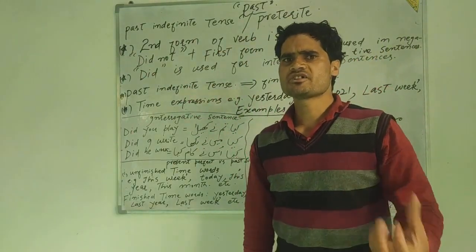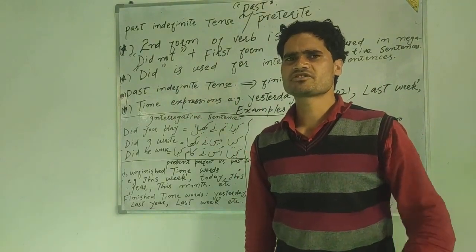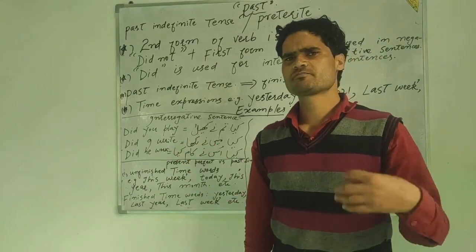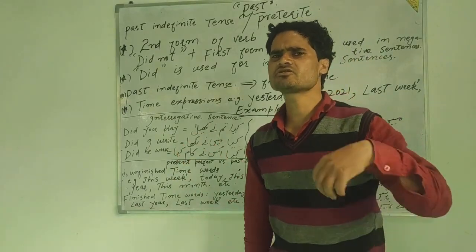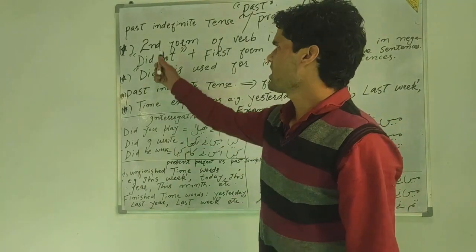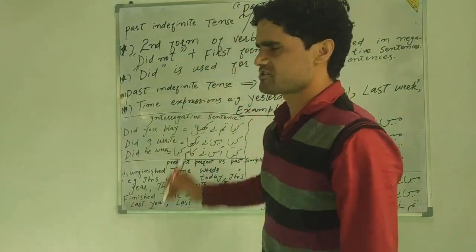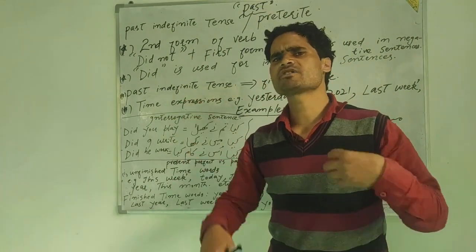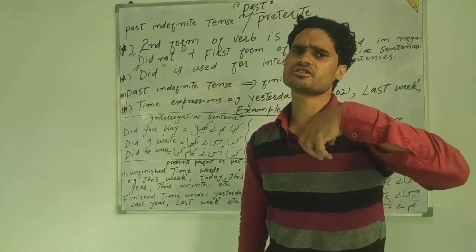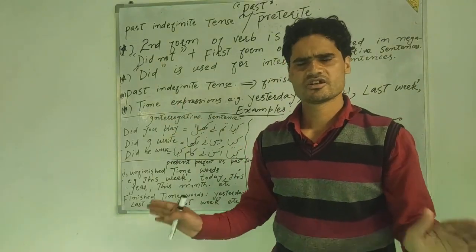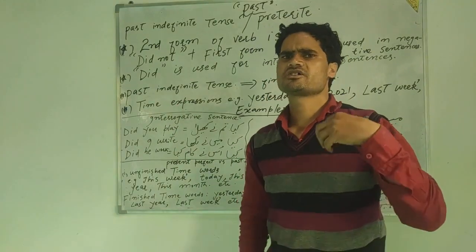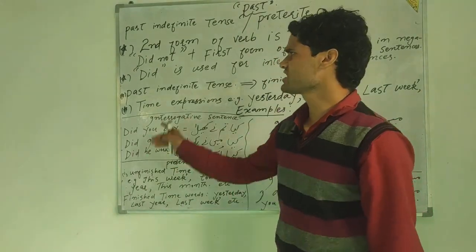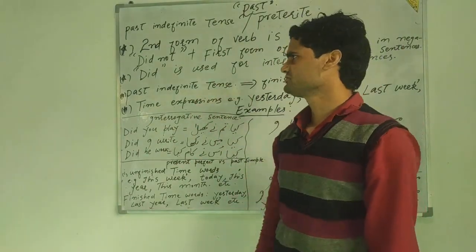So what is past indefinite tense? It is very simple. Past indefinite tense means any action, any event which has gone by. It is over, it is finished, it has ended. It has nothing to do with the present. It means any action that has been completed, and it has ended in the past. However, it will become clear to you through the examples.